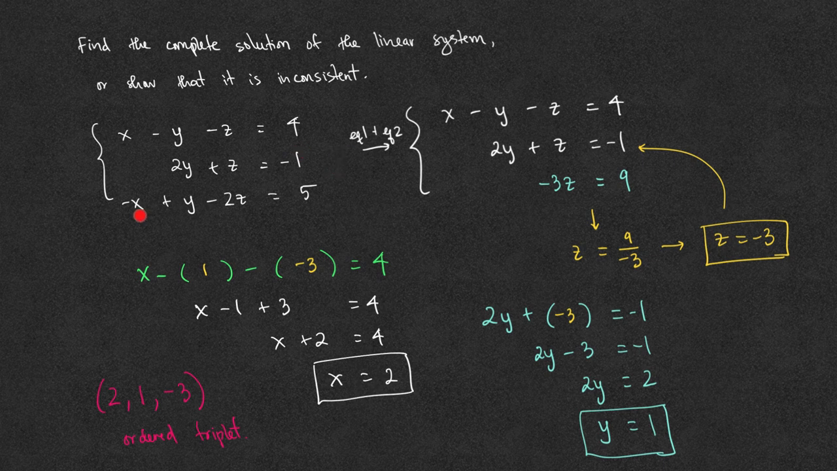And the last equation, negative 2 plus 1, which is negative 1. Negative 1 minus 2 times negative 3. Negative 2 times negative 3 is positive 6. 6 minus 1 is 5. It checks out as well.